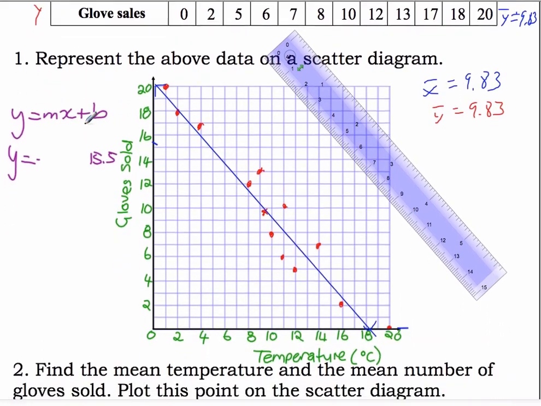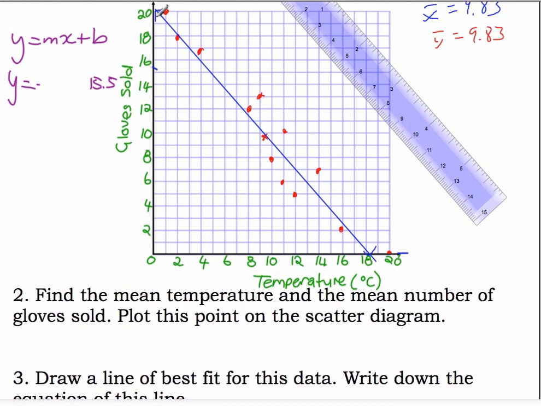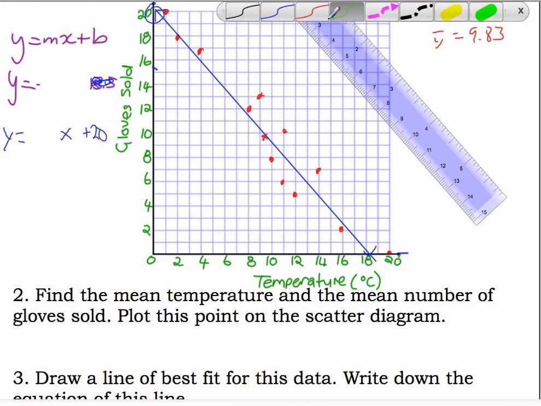We know that y equals mx plus b. And in this case, our y-intercept looks to be about 20. So b equals 20. We're going to have y equals slope times x plus 20. And for the slope, let's find some convenient points on the line to calculate slope. By convenient points, I mean points right on your grid.